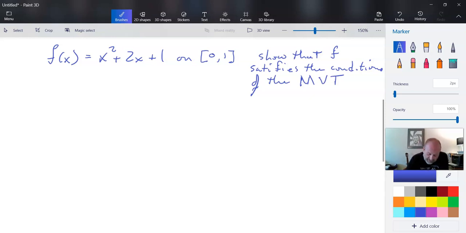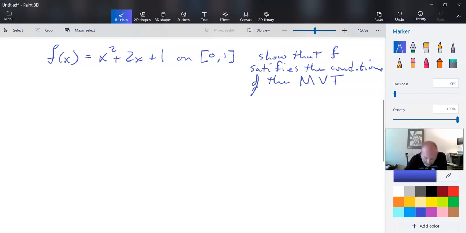Okay, so what we need to do first, we have to be able to find that. First of all, we need to know that this is continuous over this entire interval. It has to be differentiable on the open interval, right? That's the hypothesis. And then what we would have to do is go and find the value of c that is between 0 and 1 that satisfies these conditions.